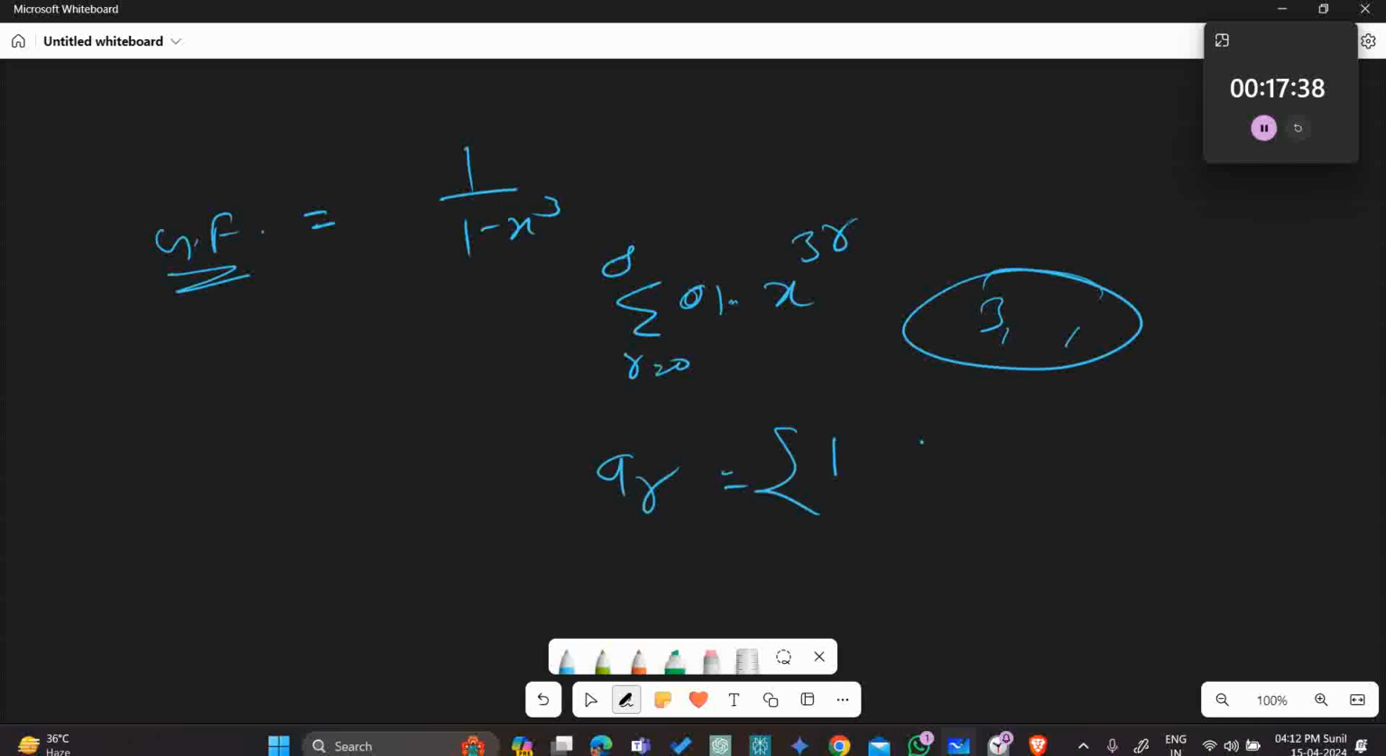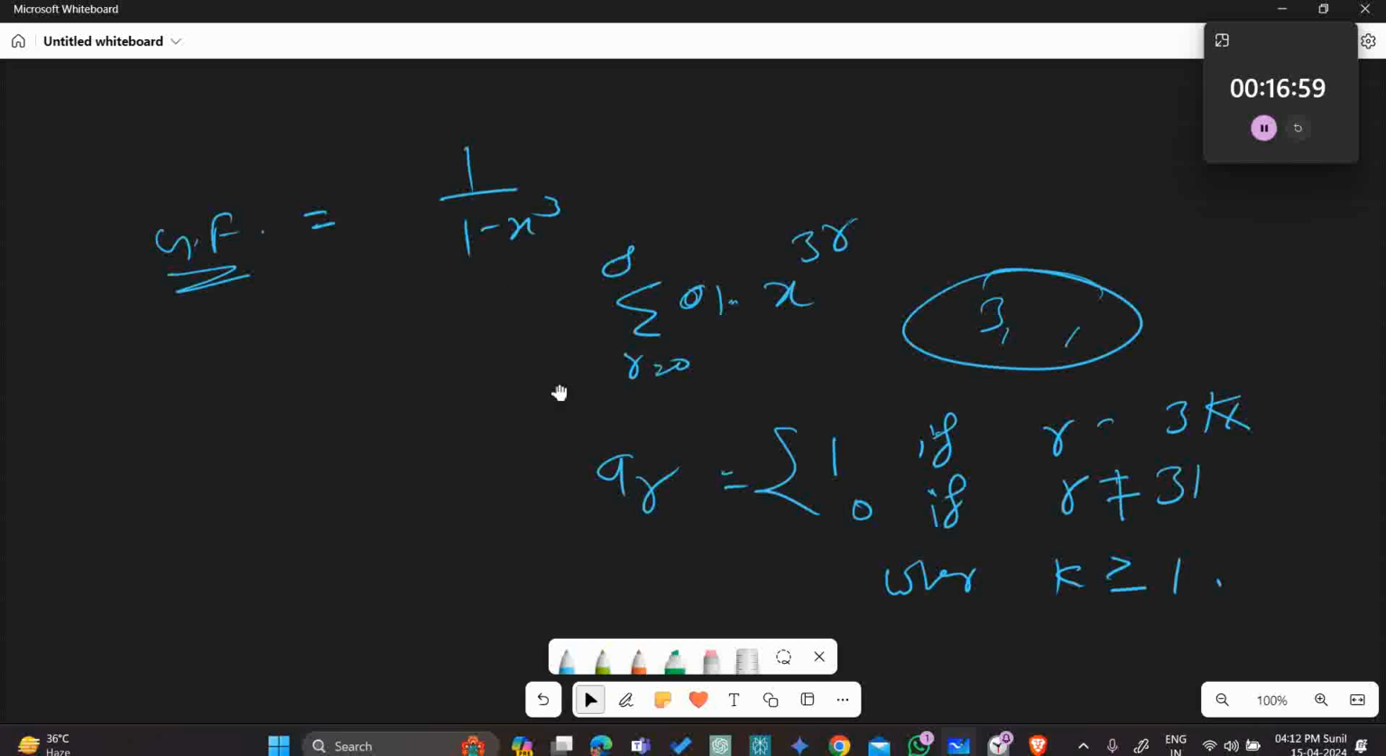equal to 1 if r is equal to 3k, right? And 0 if r is not equal to 3k, where k is greater than or equal to 1, like this. Right.